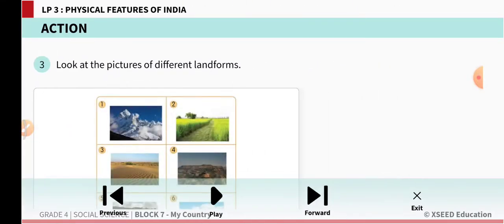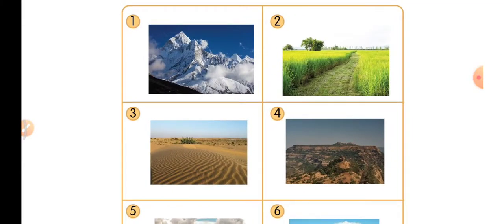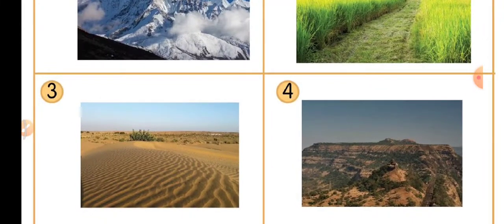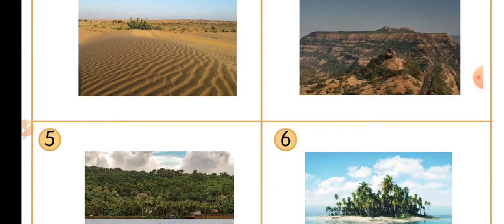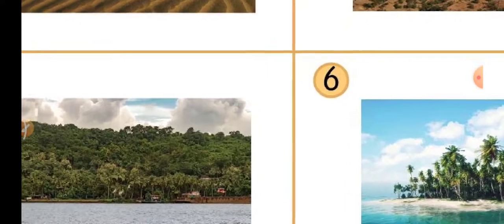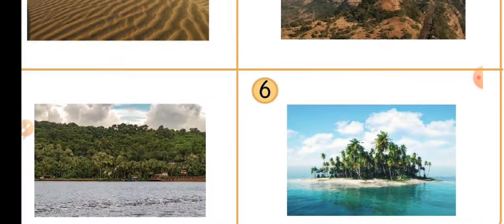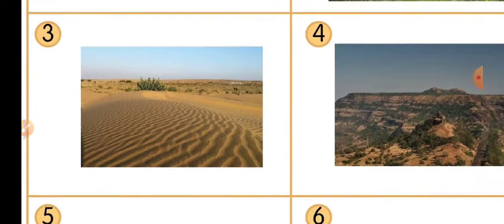Next, look at the pictures of the landforms once again. So first one is the mountains, Himalayas, in the northern side of India. Second one is the plains, which are on the southern part of the northern mountains. Third one is the desert, the Thar Desert, which is in the western part of our country. Fourth one is the plateau. The Deccan Plateau has many plateaus. Then fifth one is the coastal plains, the eastern coastal plains and the western coastal plains on either side of our country, on either side of the peninsula. And sixth one is the islands. We have the Lakshadweep Islands and the Andaman Nicobar Islands.